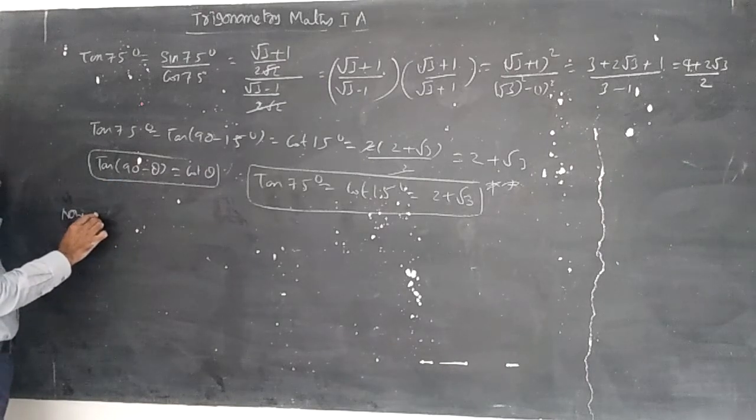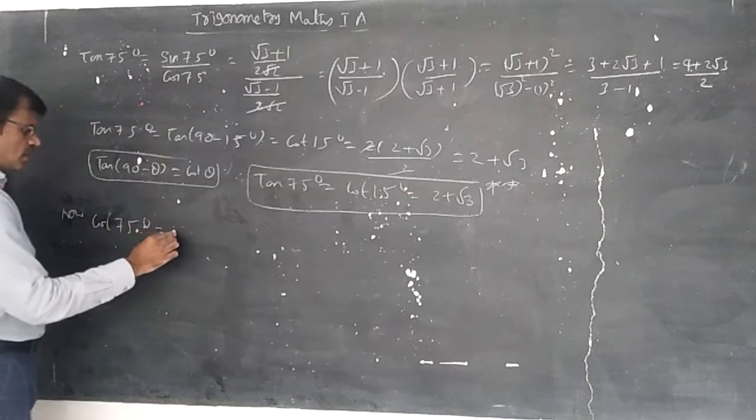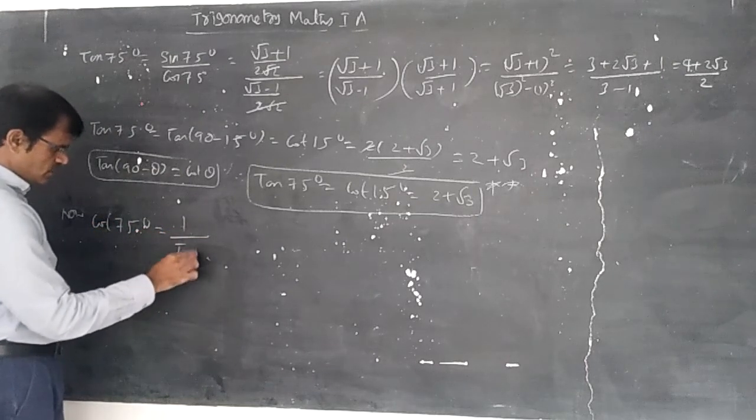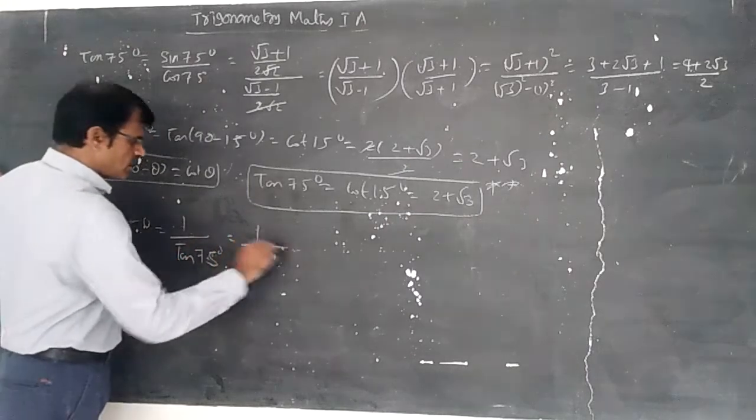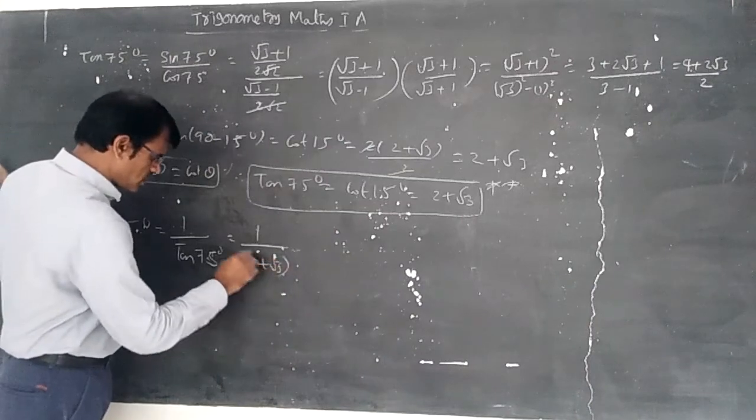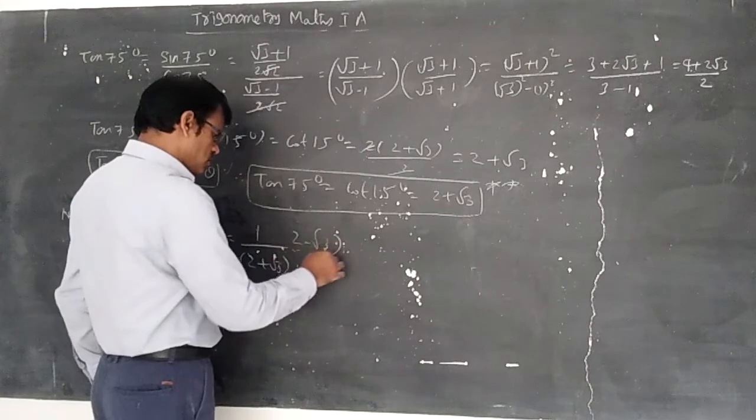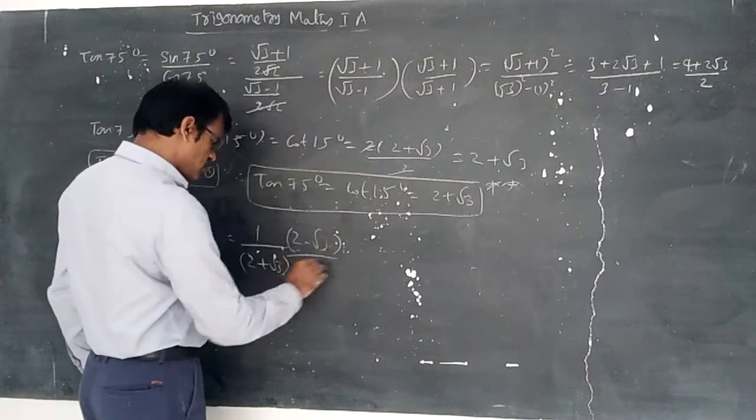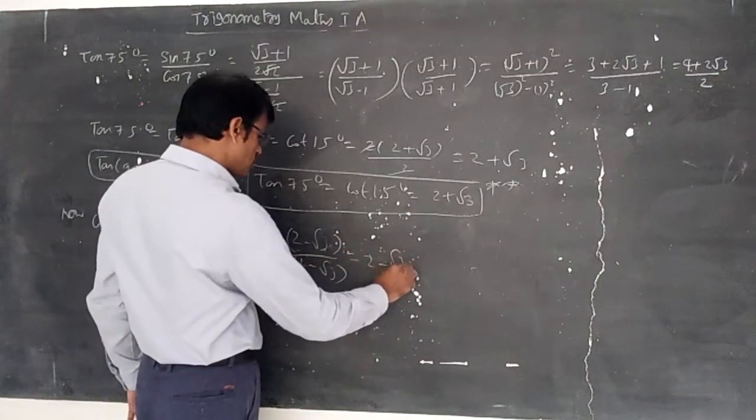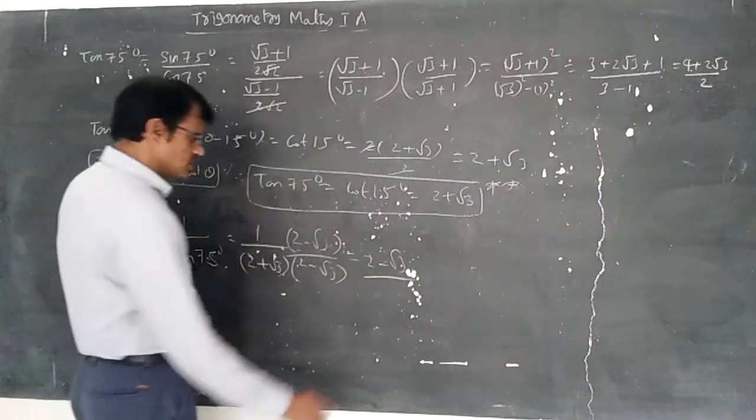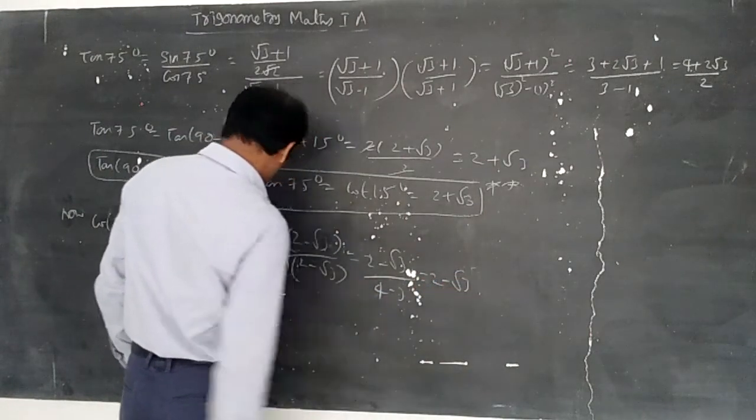So cot 75 I am writing. Cot 75 is equal to 1 by tan 75. Now we got 1 by tan 75 as 1 by 2 plus root 3. Take reciprocal of this one. So 2 plus root 3, opposite sign rationalize like this, 2 minus root 3. So now we write 2 minus root 3 by this is 4 minus 3. So it is simply 2 minus root 3.